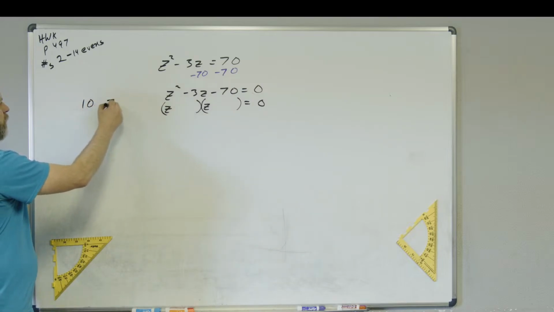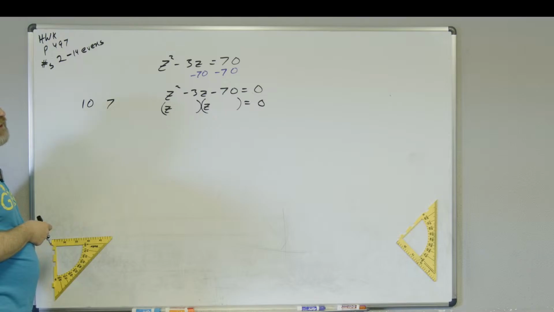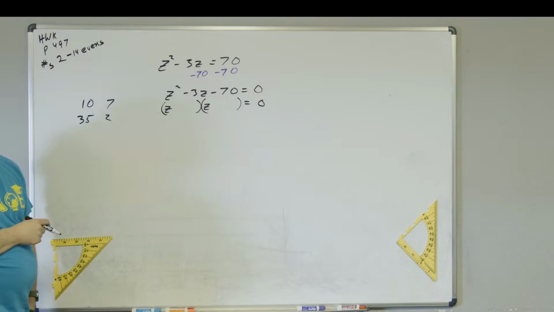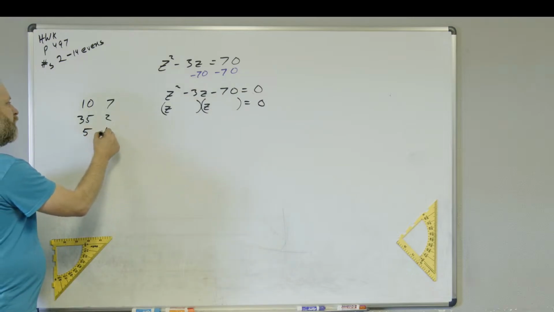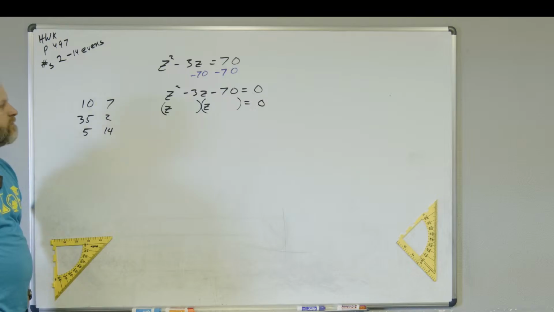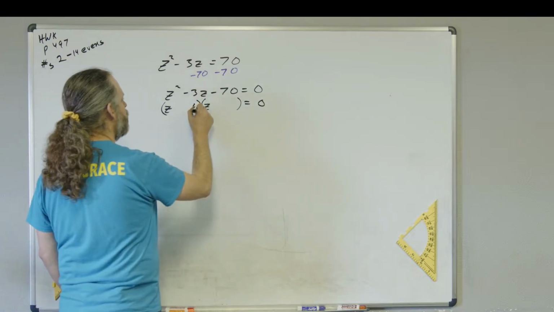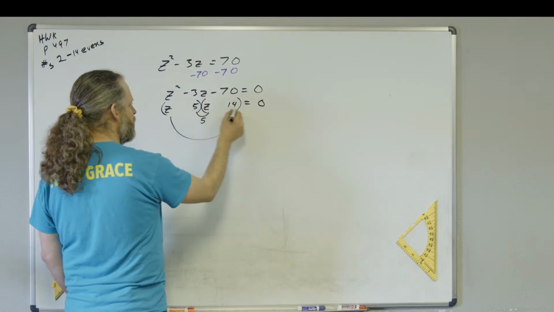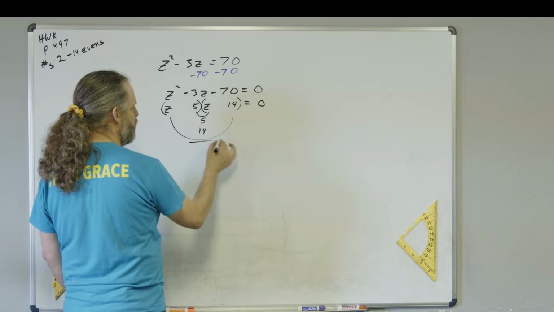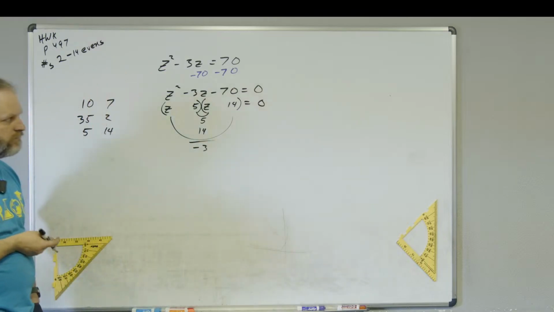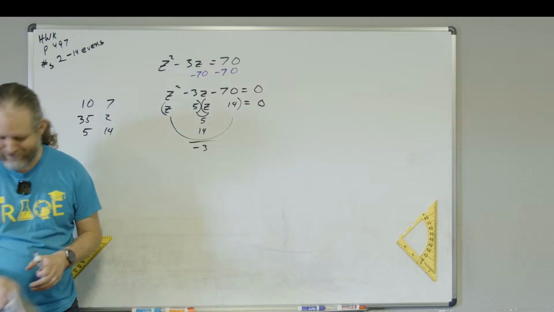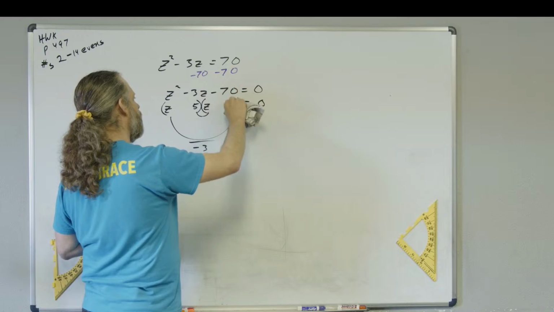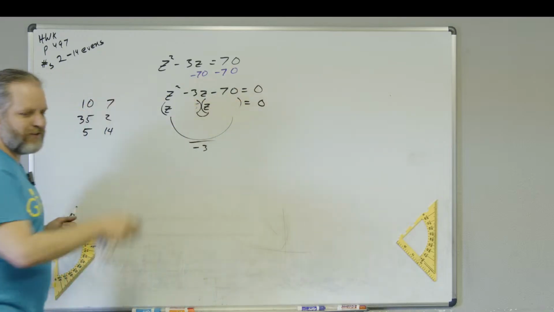10 and 7, that's true. Anything else? 35 and 2? 5 and what? 5 and 14. Which one do you want to try? 5 and 14. Okay. 5 times 1 is 5. 1 times 14 is 14. Can we add or subtract those to get negative 3? No, we cannot. You guessed wrong. Guess again. Let's do 10. No, we can't do anything with any of those.